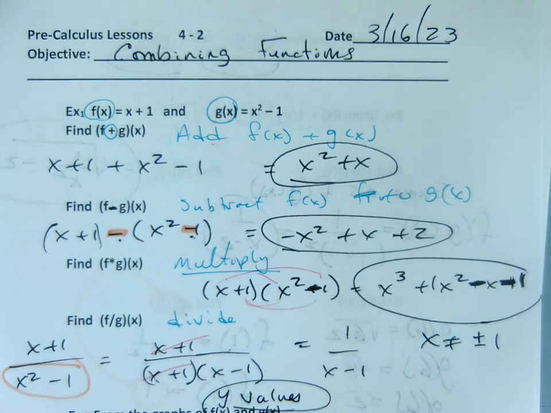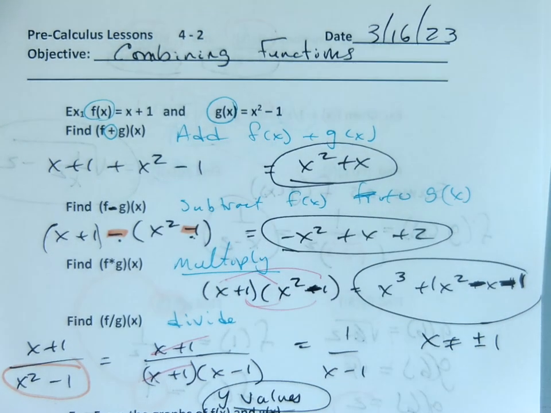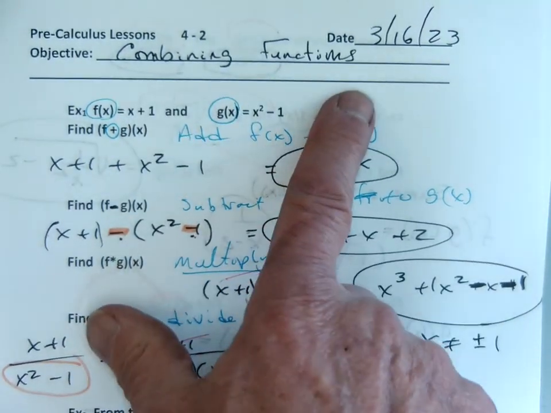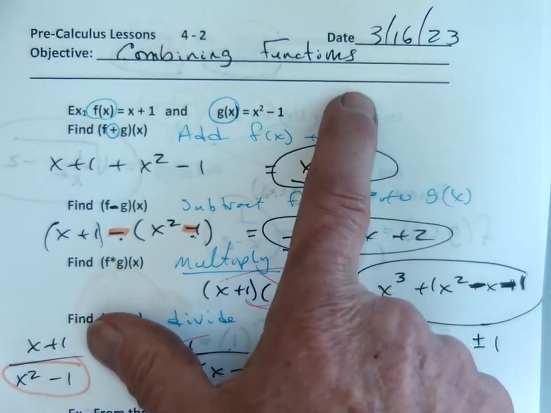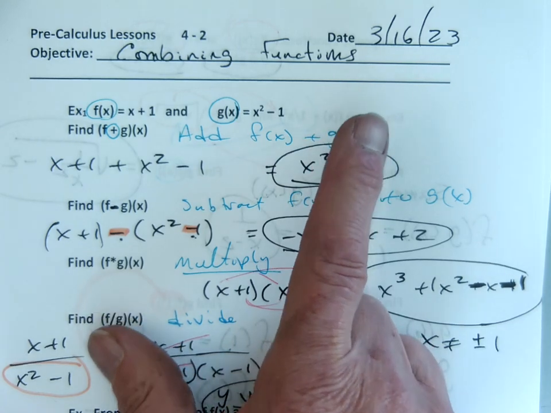Okay, everybody, let's recap the lesson. Today, lesson 42, what we're talking about is combining functions. The book puts it in really confusing ways, but let's see if we can make sense of it.